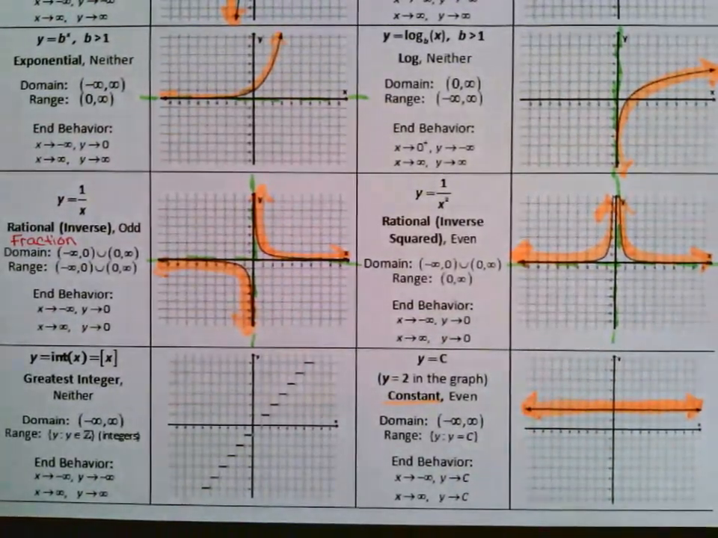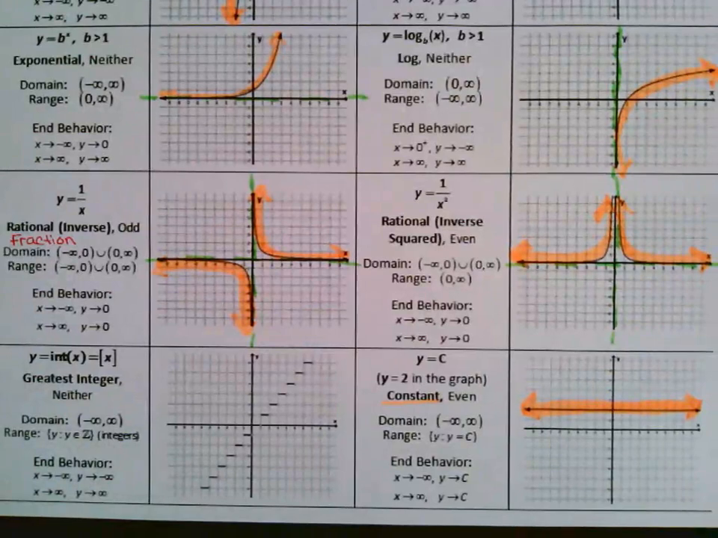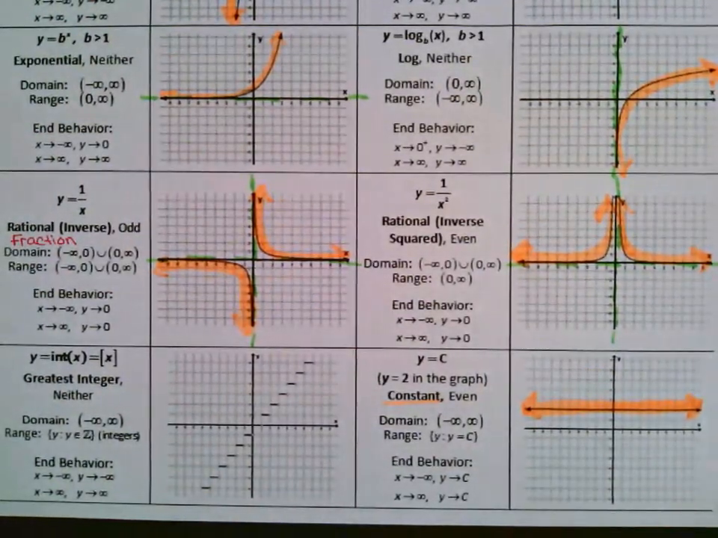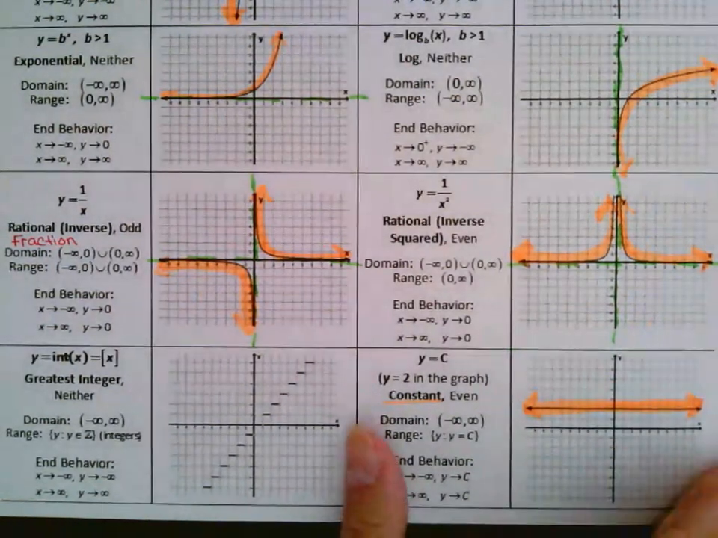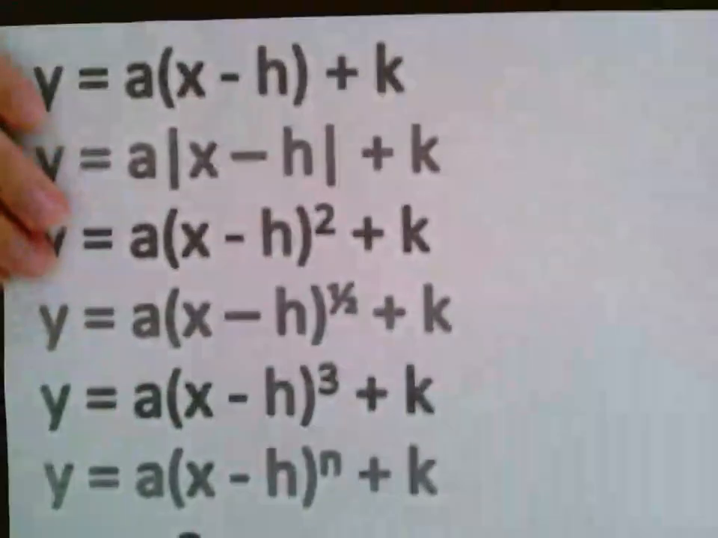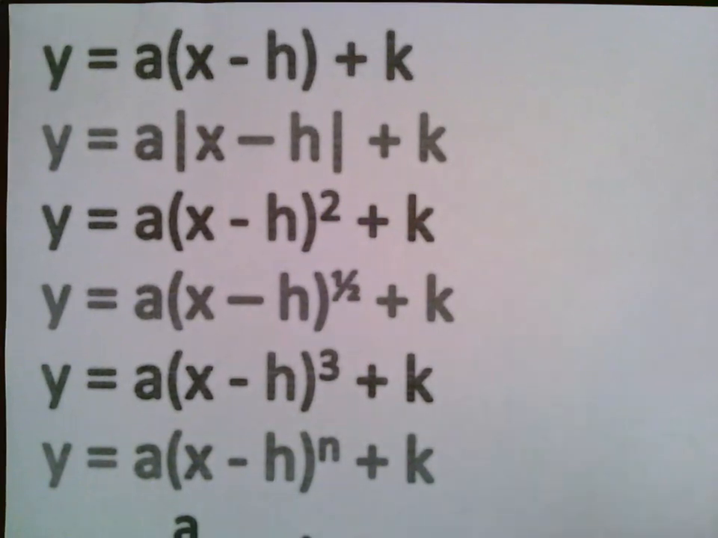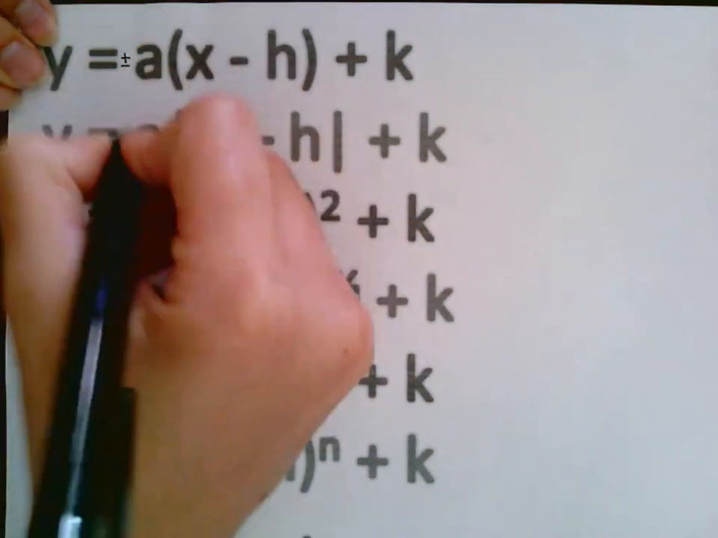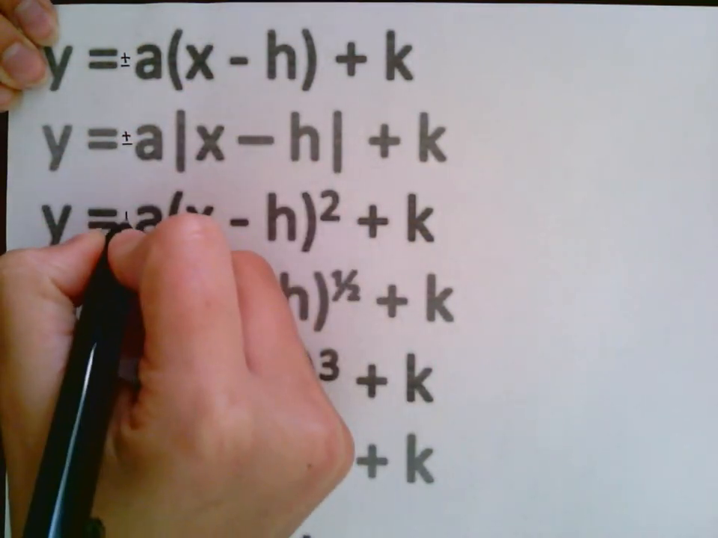All right, so now that we've seen what these graphs look like, let's go over and take a look at what a transformation of these parent functions would look like. Alrighty, so here, it's kind of a general, this is another worksheet, this is the back side of that worksheet, of what the transformations look like. I want you to take a minute and put a plus or minus in front of all of these a's.